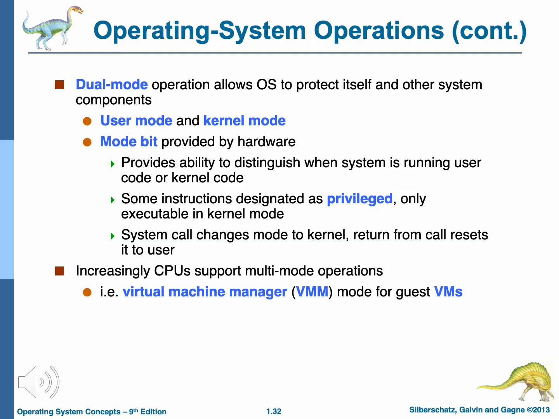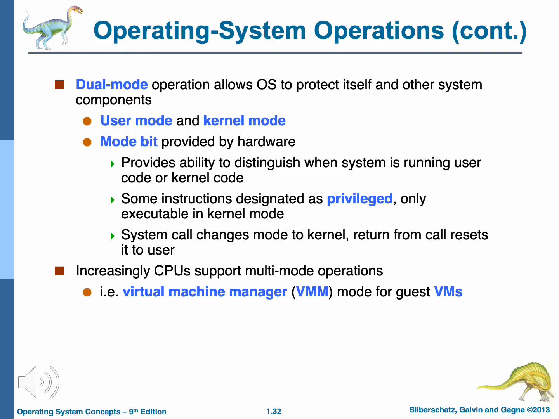At system boot time, the hardware starts in kernel mode. The operating system is then loaded and starts user applications in user mode. Whenever a trap or interrupt occurs, the hardware switches from user mode to kernel mode, that is, changes the state of the mode bit to 0. Thus, whenever the operating system gains control of the computer, it is in kernel mode. The system always switches to user mode by setting the mode bit to 1 before passing control to a user program.